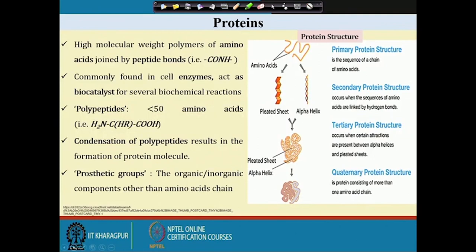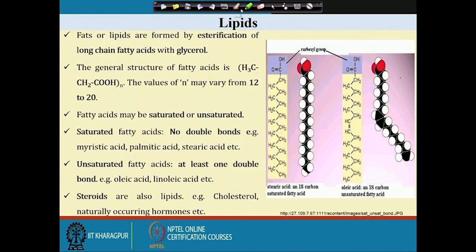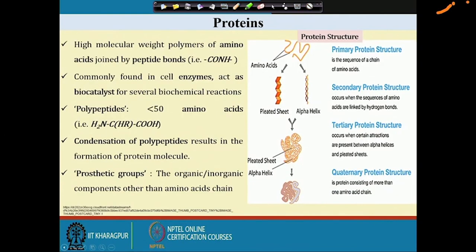Then if you look at the protein molecule, it is a high molecular weight polymer of amino acids. Amino acids are basically linked as a polymer with the CONH bond.